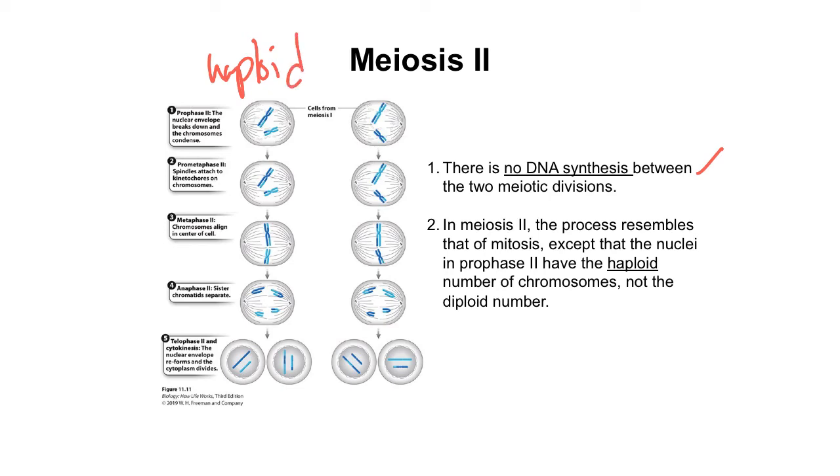So in meiosis II, the process resembles that of mitosis, except that the nuclei in prophase II have the haploid number of chromosomes, but not the diploid number. So at the end, at telophase 2, you end up with 4 daughter cells. And if you notice, each of the 4 daughter cells has its own centromeres, and they are made up of single-strand, not double-strand, chromosomes. So please take note of that.